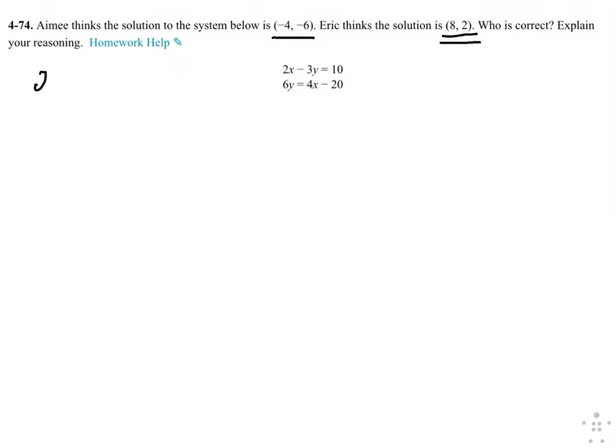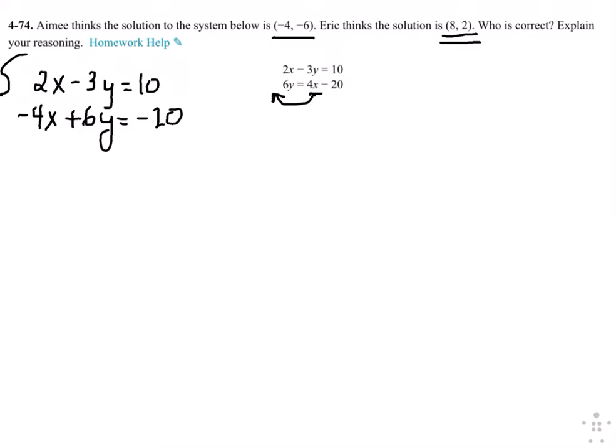Let's solve the system. So I have 2x minus 3y equals 10. And if I rearrange the second equation to put an x on the left, I would have negative 4x plus 6y equals negative 20, right? I just rearranged this bottom. I took the 4x and subtracted it. Okay, so there's the system. Let's see how we could solve it.